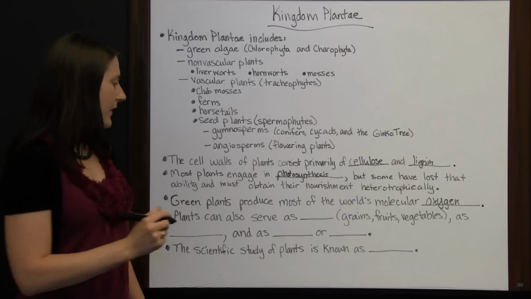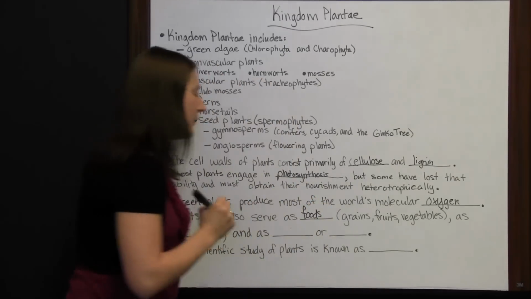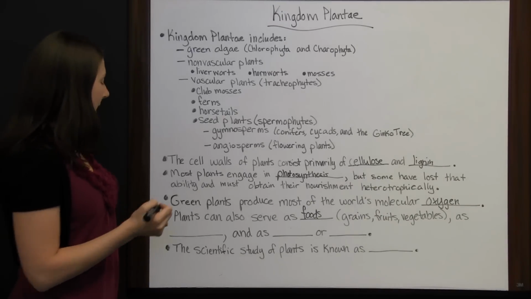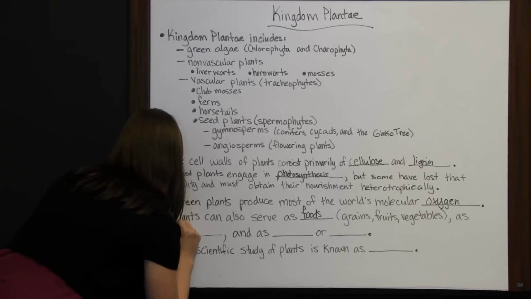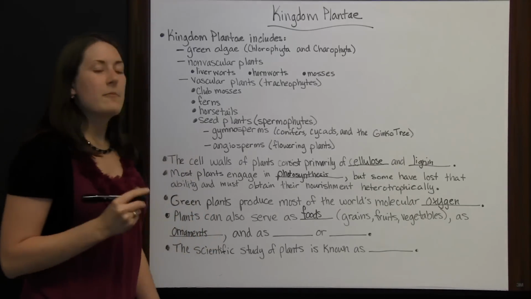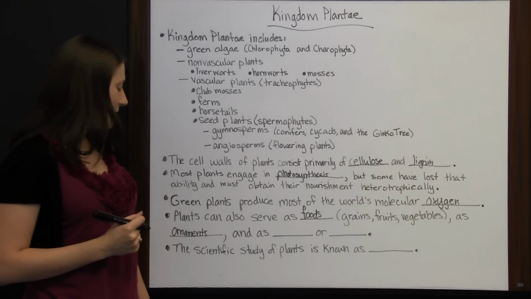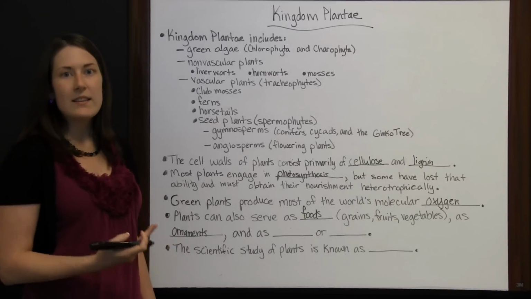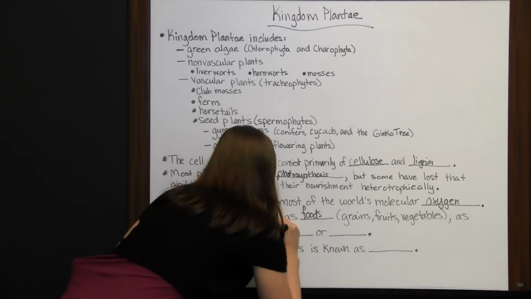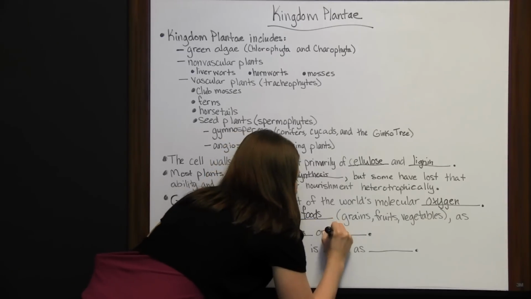Plants can also serve as foods, such as grains, fruits, and vegetables, as ornaments rather. People have plants around their houses or in their offices that are just there for decoration. They're there as an ornament. They're not there for any specific purpose. And they've also been used as medicines or drugs.